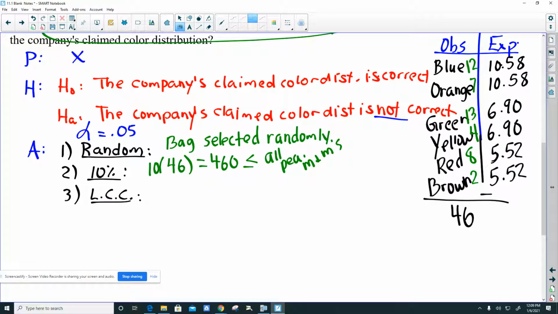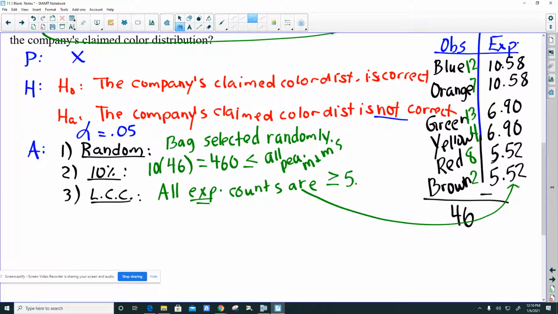In our large counts condition, we need to make a remark here that all the expected counts are greater than or equal to 5. I can draw an arrow here, or I could list, there's really just 3 types of expected counts: 10.58, 6.9, 5.52. I'm going to name the test. This is the chi-square goodness of fit test.